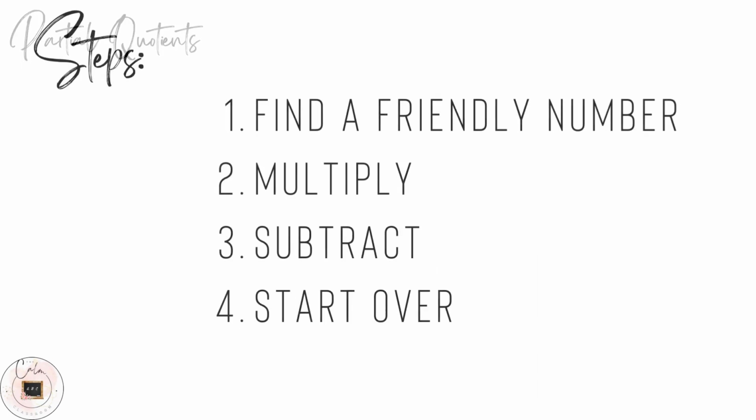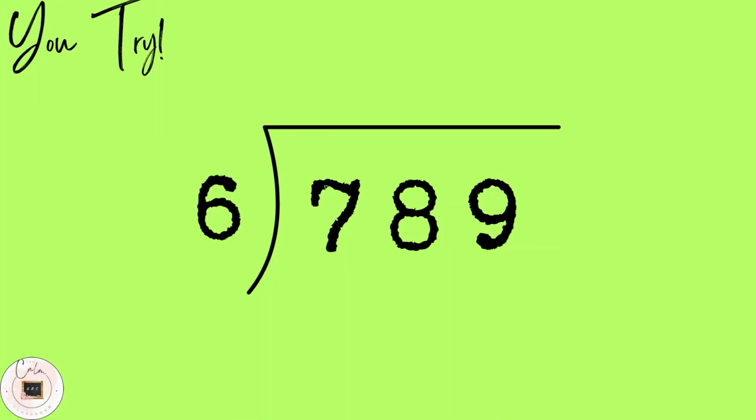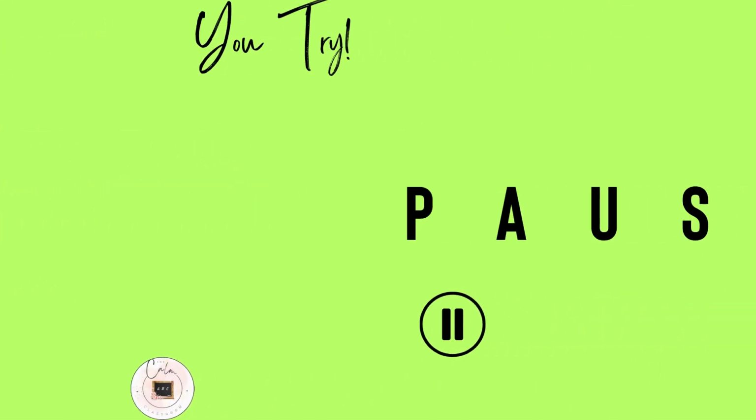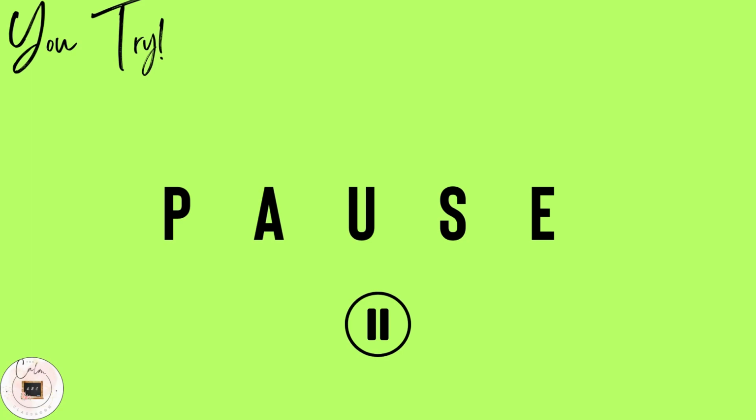We did it! The steps we use are find a friendly number, multiply, subtract, and start over. We do those steps until we get to a number that is less than our divisor. Now it's your turn. Can you divide 789 divided by 6 using partial quotients? Take a second to pause the video to work out your answer.